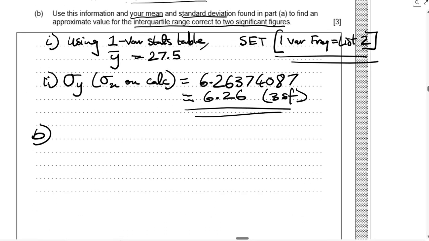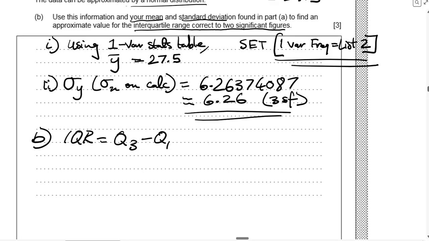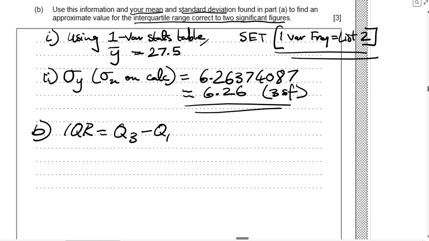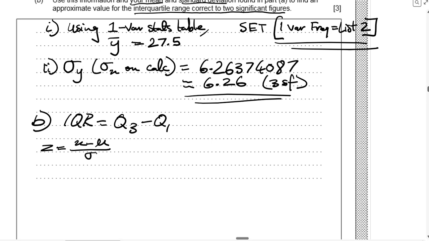So what is our interquartile range? That is Q3 minus Q1. That's in your data booklet. But now we are talking about normal distribution, so we need to use our standardized normal variable, right? And that is z is equal to x minus the mean, divided by our standard deviation. And we have all of that, so let's find our Q3.